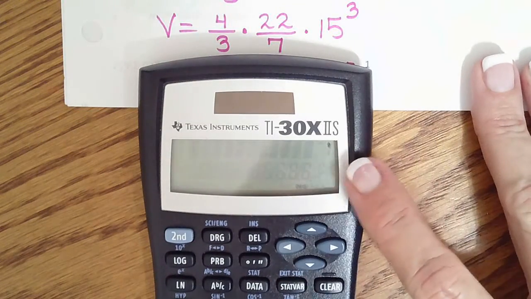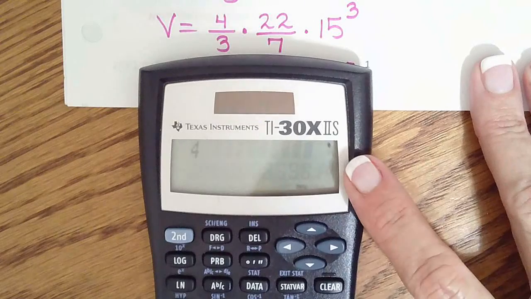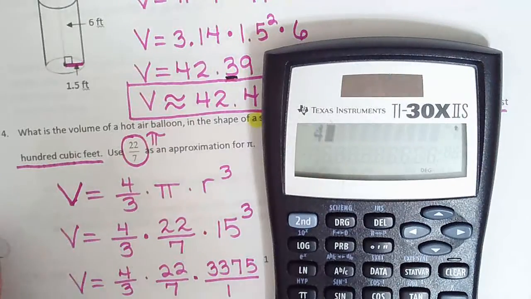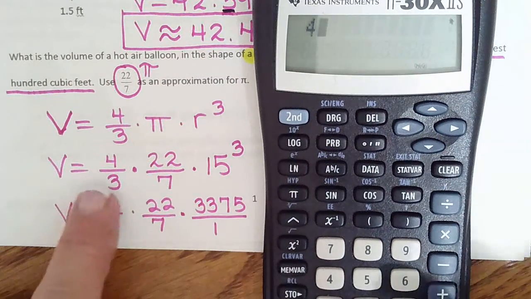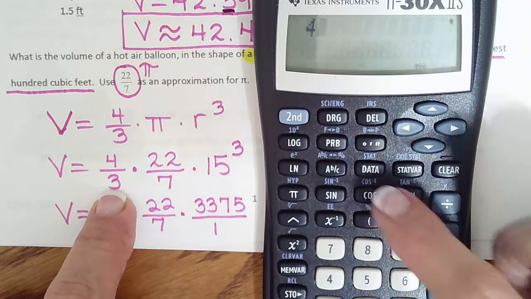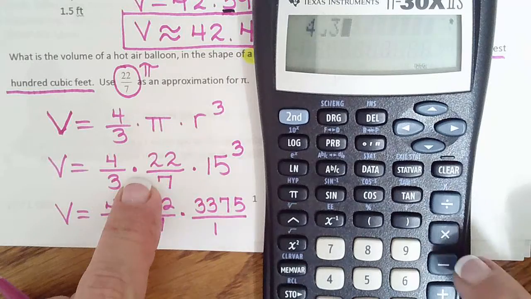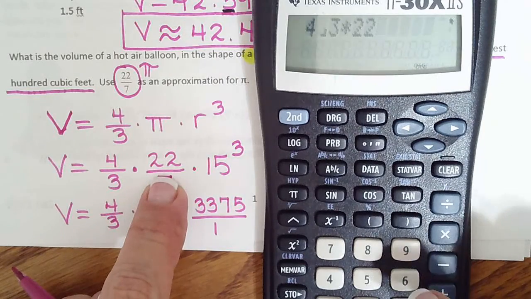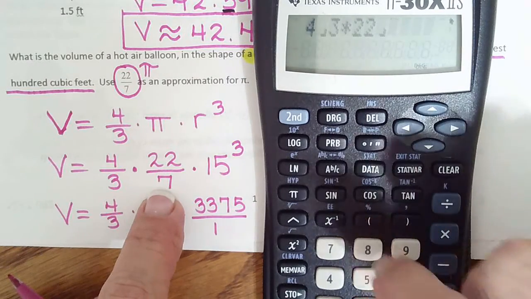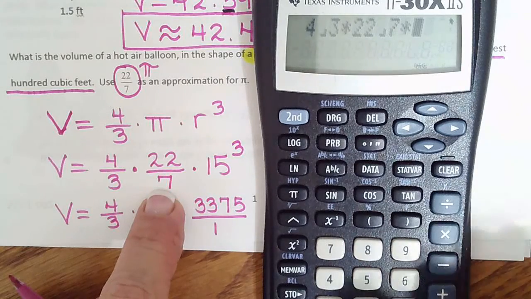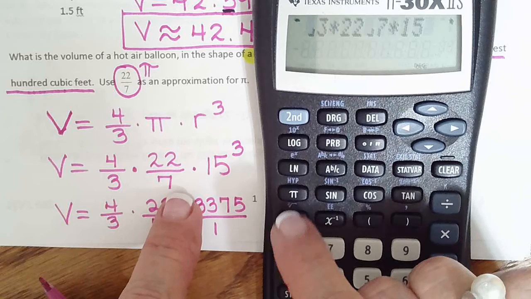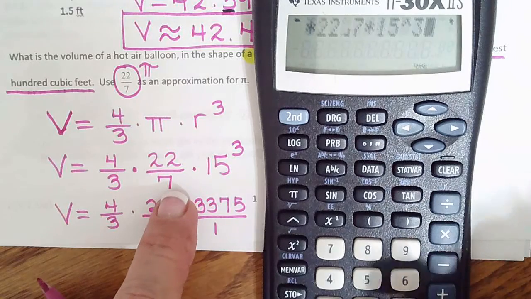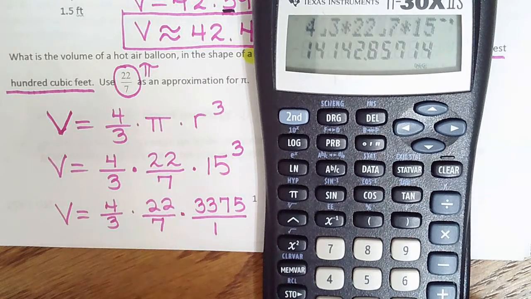Okay, so let's go ahead and type this in. So 4. Actually, I want to be up closer so you guys can see the keys. Okay, here we go. So 4 fraction bar 3 times 22 fraction bar 7 times 15. And remember how I said this is any exponent bigger than 2, so you do caret 3. And that is my answer.